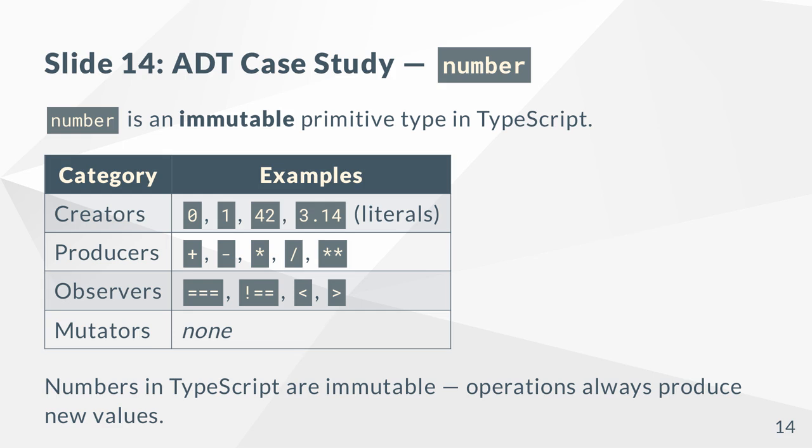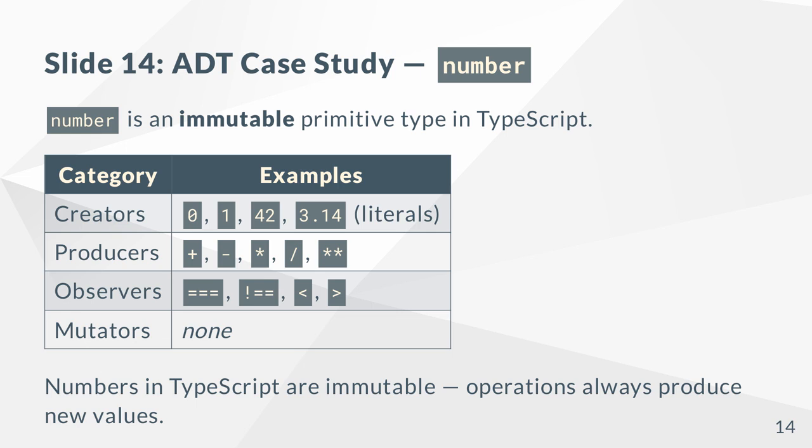Let us apply the classification to a type you use every day. Number. Number is an immutable primitive type in TypeScript. Creators are numeric literals: 0, 142, 3.14. Writing a number literal creates a new number value. Producers are the arithmetic operators: addition, subtraction, multiplication, division, and exponentiation. They take existing numbers and produce new numbers. Observers are the comparison operators: triple equals, not equals, less than, greater than. They take numbers and return booleans, a different type.